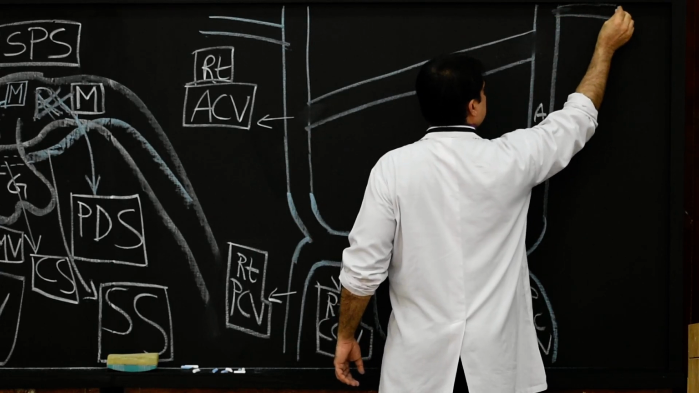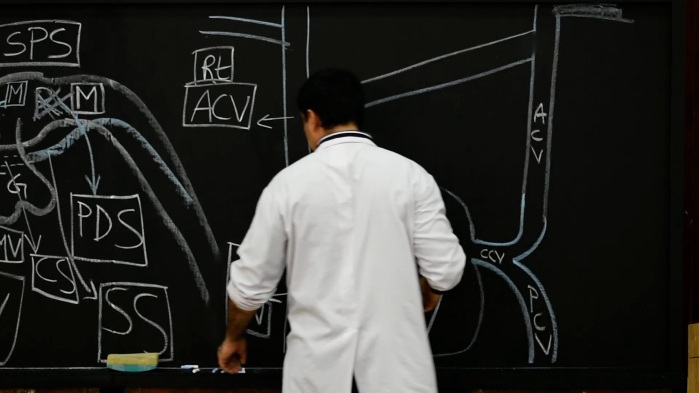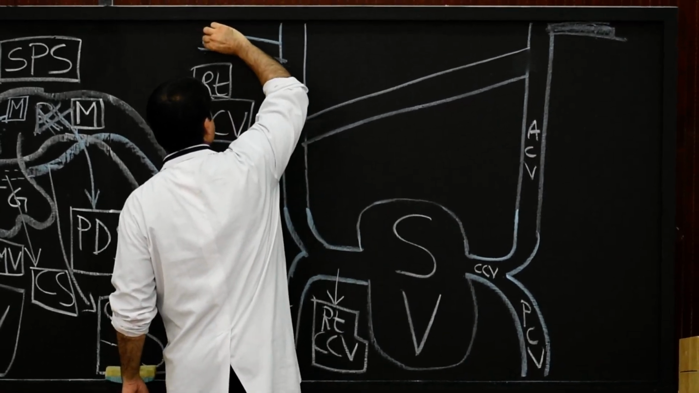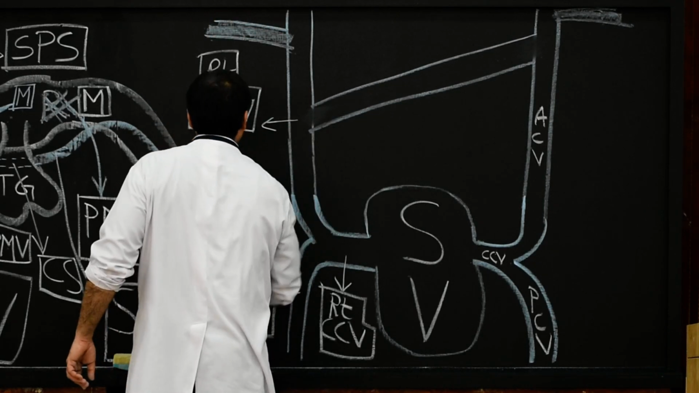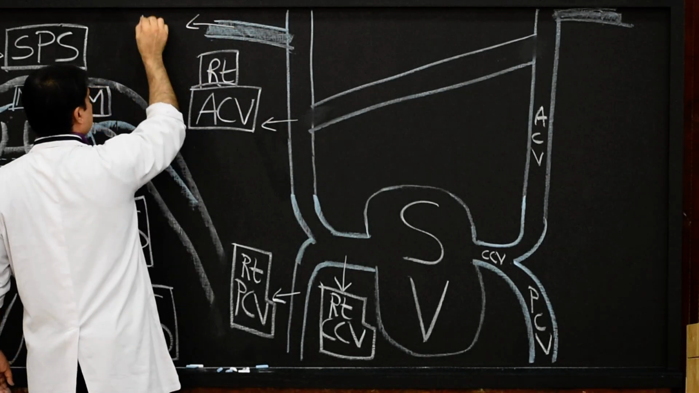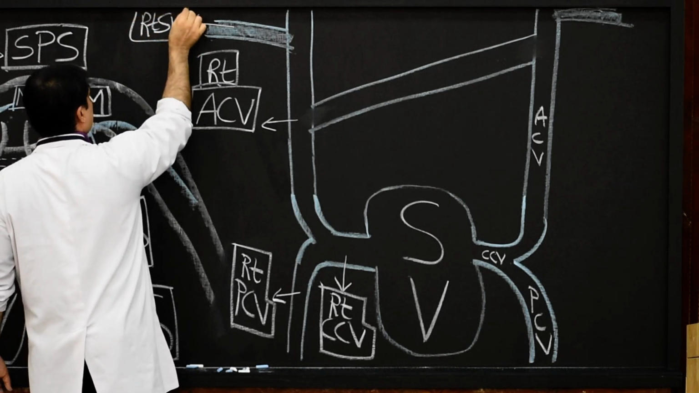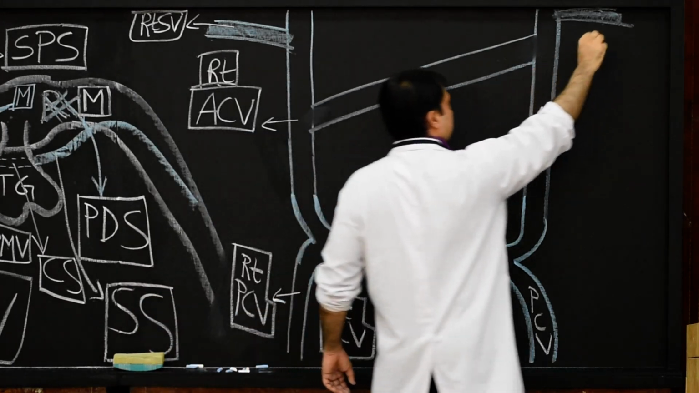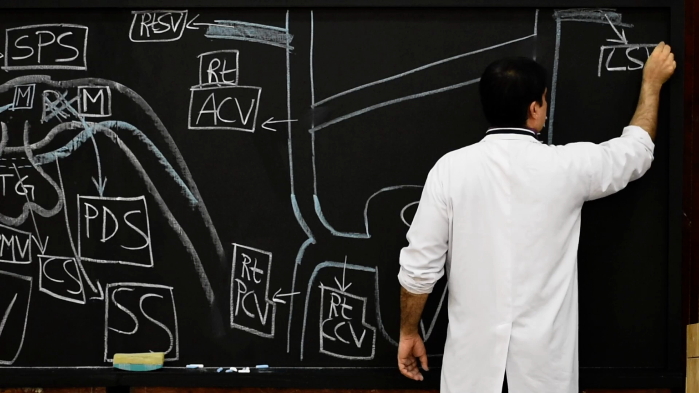So this vein which is draining the blood here is known as left subclavian vein, and this vein draining the blood here will be known as right subclavian vein. So here we need to mention this as right subclavian vein, and here this will be mentioned as left subclavian vein.